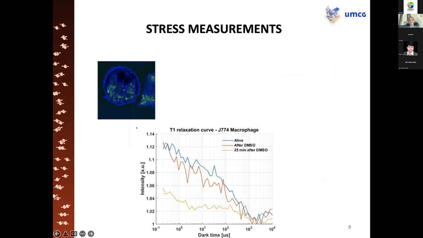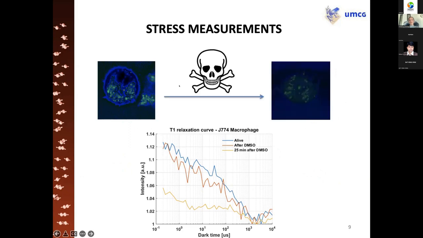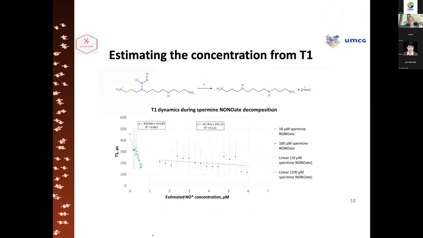And here is maybe our first measurement where we have done this in a cell. So this is a macrophage, and we do a measurement before, in the blue, and then we add some chemicals, in this case DMSO, that is toxic to the cell, and then we follow the stress response, and afterwards we can collect the yellow curve here. Okay, so we can kill cells and watch, but there is also some more interesting stuff that you can do with this.